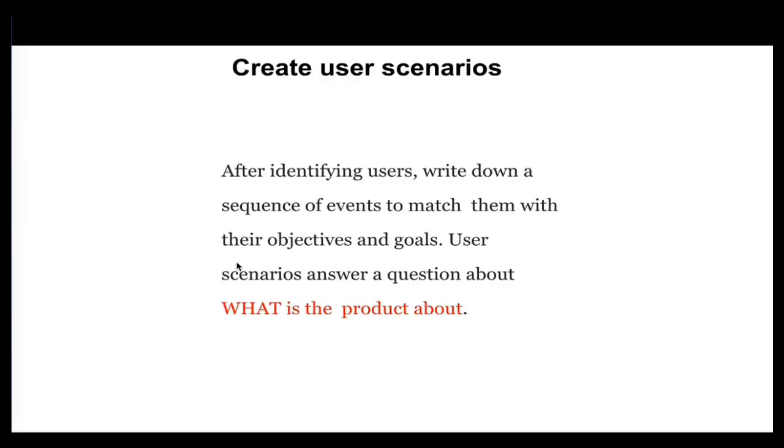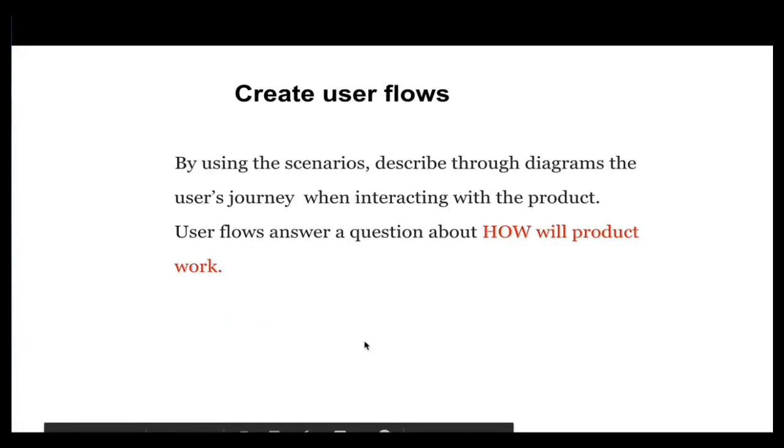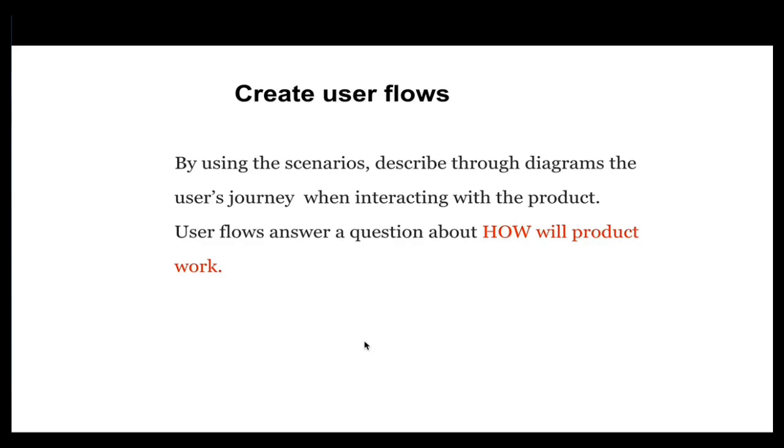Now this is where we can create a user scenario. So after we identified our user, such as Adam, who's a UX designer, we're going to write down a sequence of events to match them with their objectives and goals. We're going to use user scenarios to answer a question about what the product is about. For example, if we were to go back to Adam, what he wanted to do is he wanted to make plans more easily with his friends. This is where we would show a walkthrough of him going through the application on the direct platform itself. So we'd see him, kind of like as a prototype, like he clicked the back button here, or he clicked the front arrow here, and this is where it took him next on the screen.